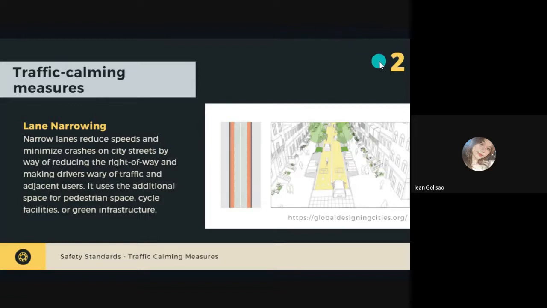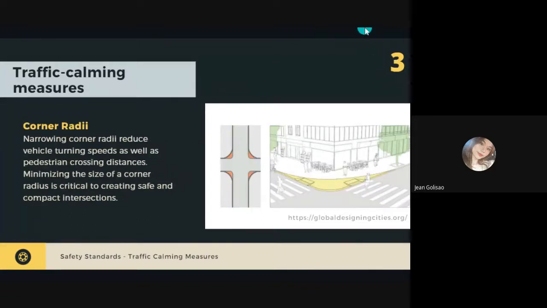And then next, we have the corner radii. So narrowing corner radii reduce vehicle turning speeds as well as pedestrian crossing distances. Minimizing the size of a corner radius is critical to create a safe and compact intersection. So since the turning radius is lesser than its original size, the drivers become more cautious whenever they make a turn.